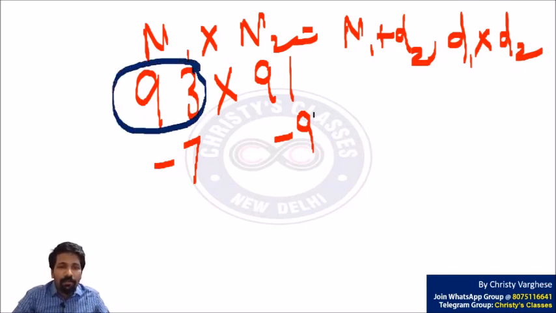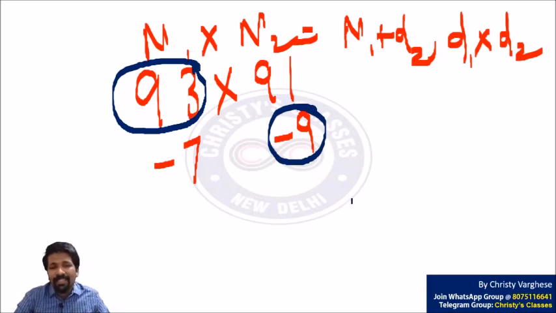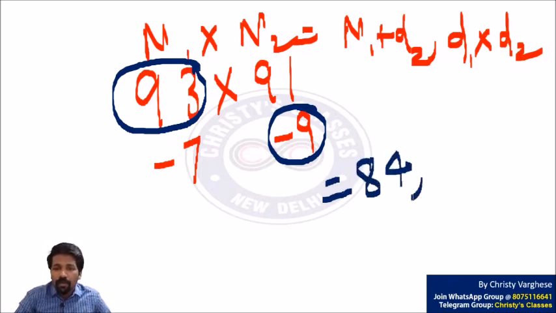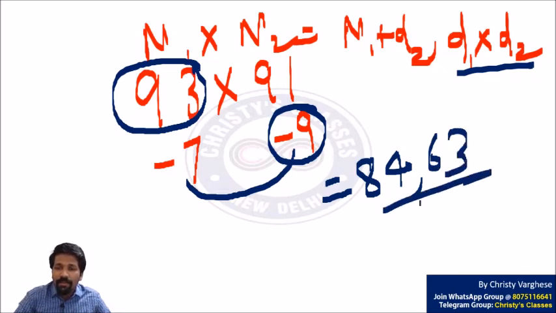First number N1 plus D2, 93 plus minus 9. 93 plus minus 9 means 93 minus 9. 93 minus 9 is what? 84, comma, minus 7 into minus 9, D1 into D2. Minus into minus is plus, 7 into 9 is 63, and that will be the answer. 84, 63 will be the answer. If you have understood that, try the next question.